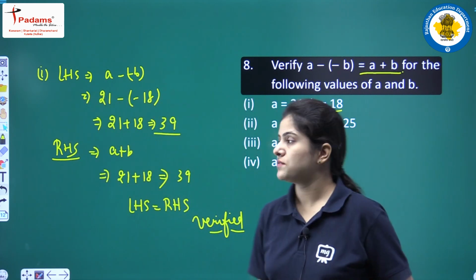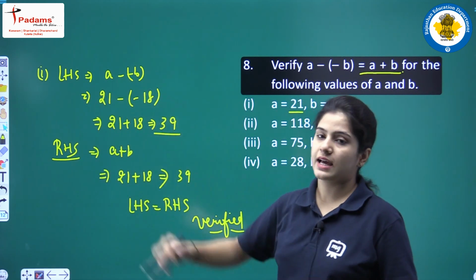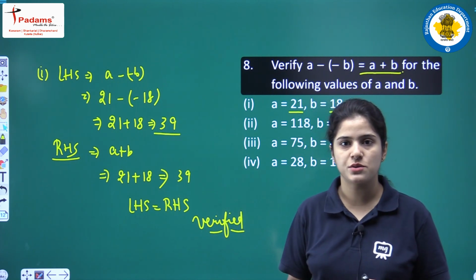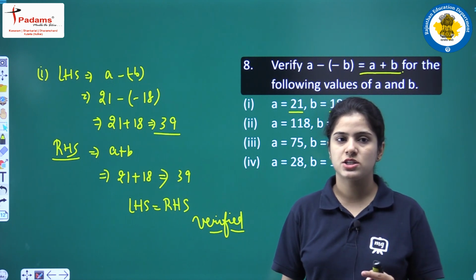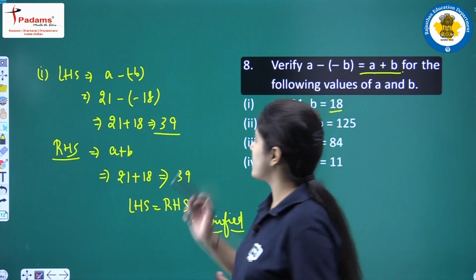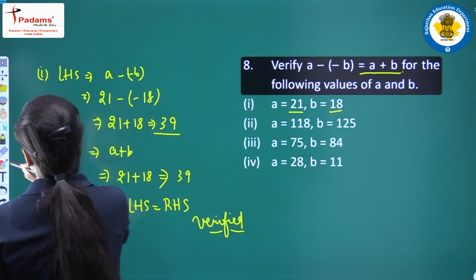Have a look, students. Firstly you have to find out the LHS, then the RHS, and then observe whether LHS and RHS are equal to each other. If these two are equal to each other, then it means it is verified. Okay, students. So this was your first part. Now we will do the second part.